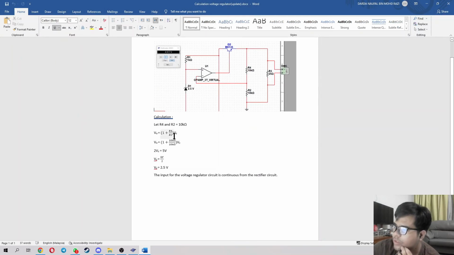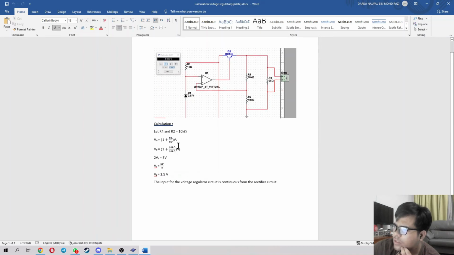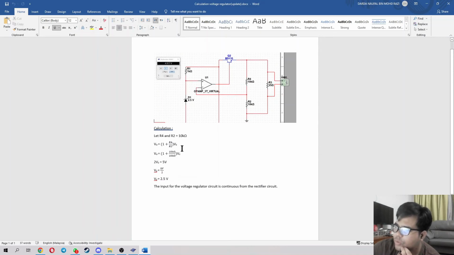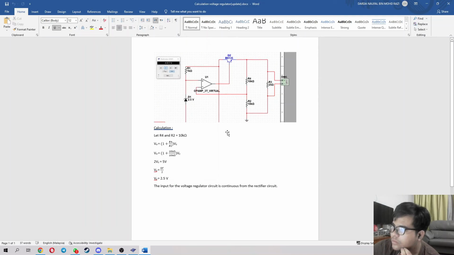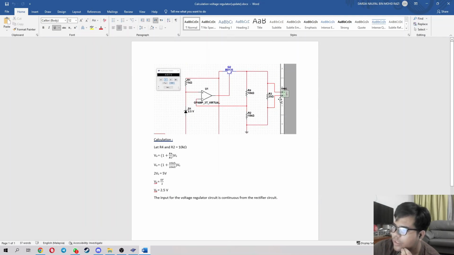So we want to find out the value of the voltage that goes through the Zener diode. So we have VO (1 + R4/R2). We get the result here: the voltage that goes through the Zener diode is 2.5 volt. So that is the output that we get.